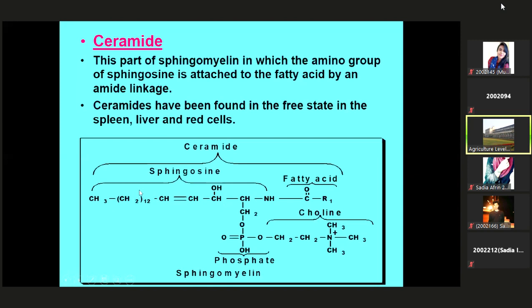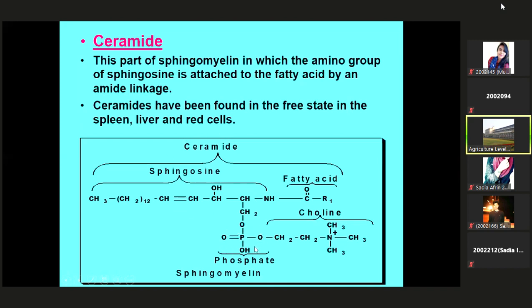And the part of sphingosine plus fatty acid is called ceramide. Sometimes the examiner asks, what's the difference between ceramide and sphingomyelin? What is the importance of ceramide in sphingomyelin? Because ceramide contains the properties of the lipid, fatty acid and glycerol, and other part of the phospholipid.